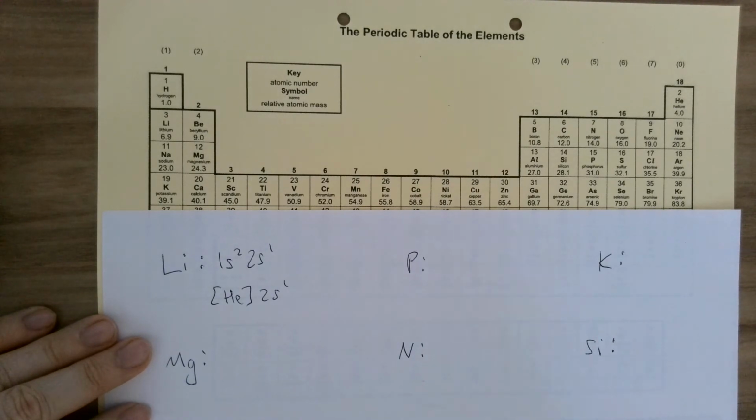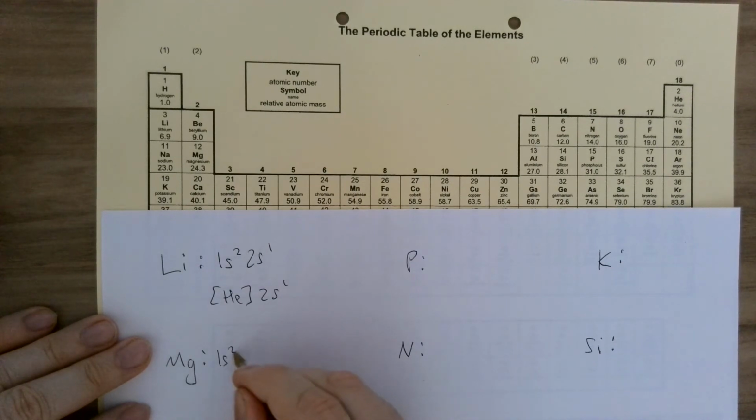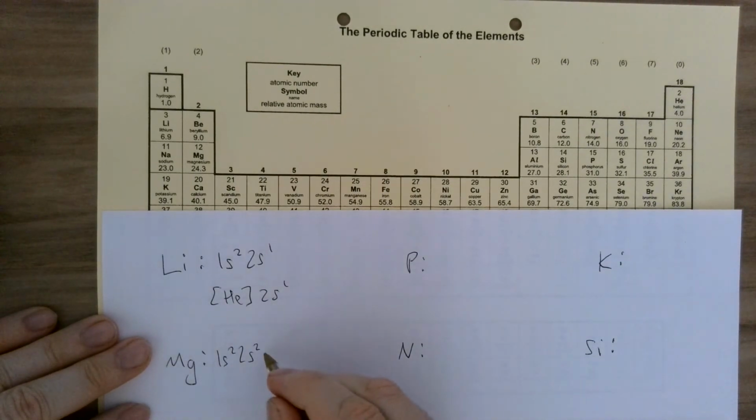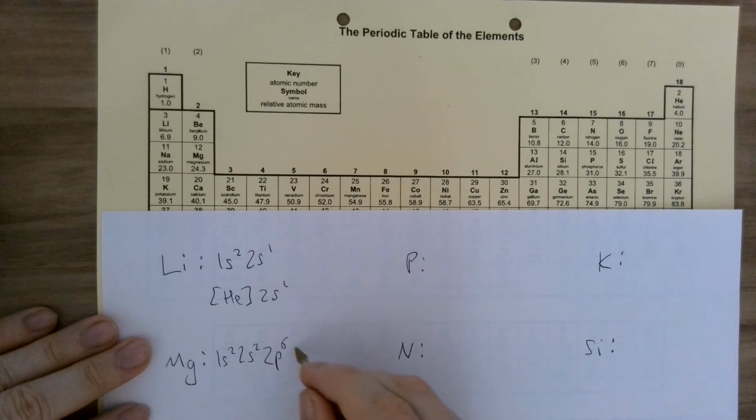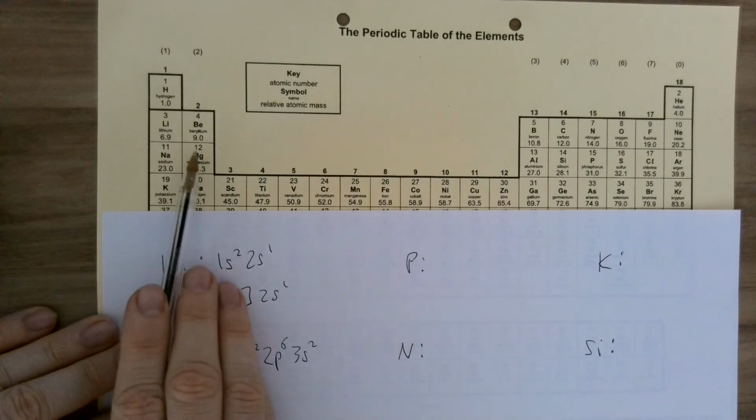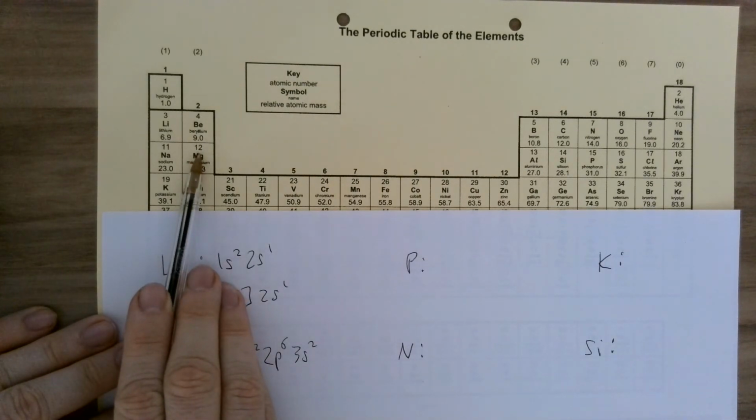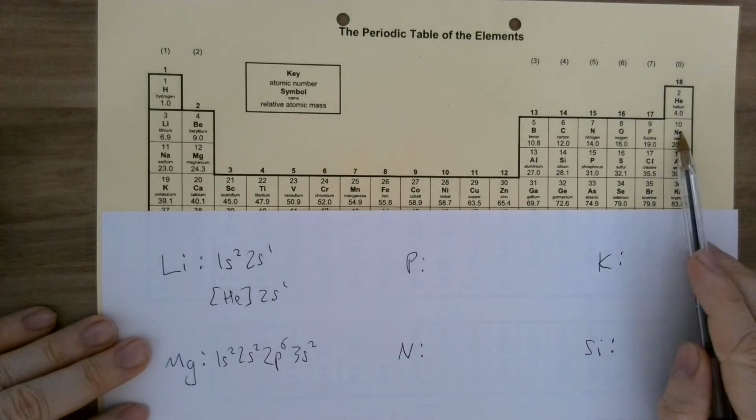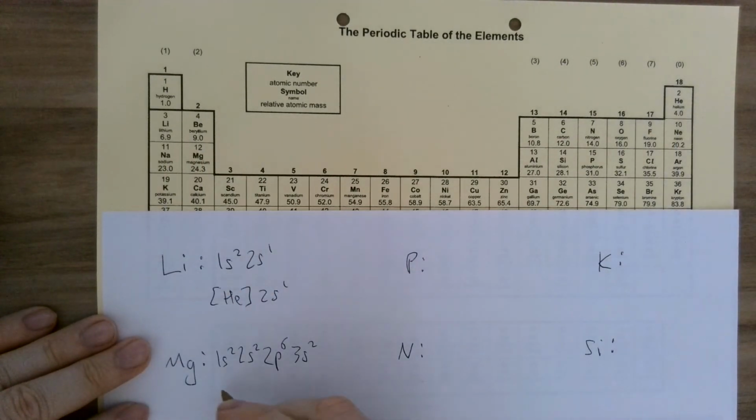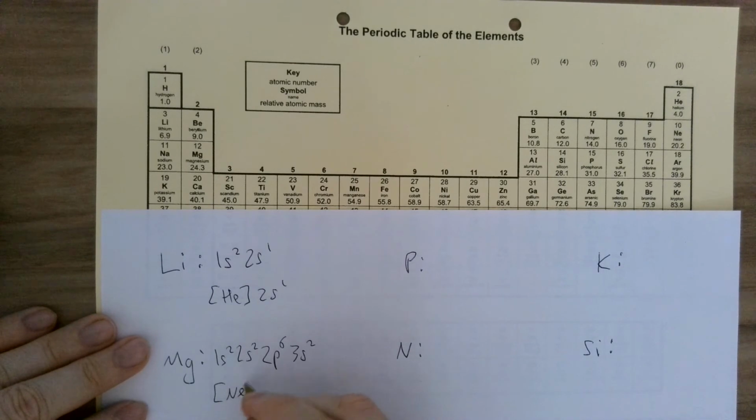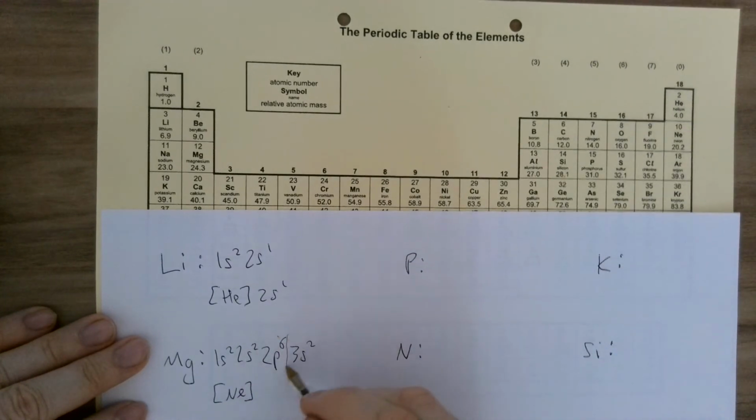Let's have a look at magnesium and see that. So magnesium has 12 electrons, so 1s2, 2s2, 2p6, 3s2. If I want to do the noble gas configuration, I can say, right, magnesium is 12, that's its proton number. The noble gas before 12 is neon. So I can write neon in brackets. But neon has the electronic configuration of this.